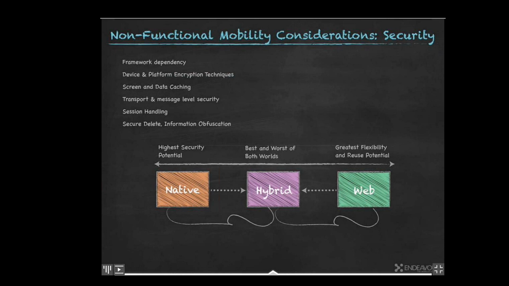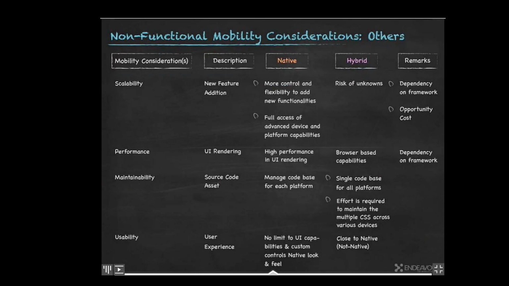Okay, so with security having a lot of details and being a primary factor to decide whether to go native, hybrid, or web, there are some other non-functional mobility considerations that we must have in our mind, which are basically the scalability, performance, maintainability, or usability of an application, or the requirements that you have in your mind. So basically, if you look at it, the native applications are far more scalable with respect to control to add new features and device capabilities.